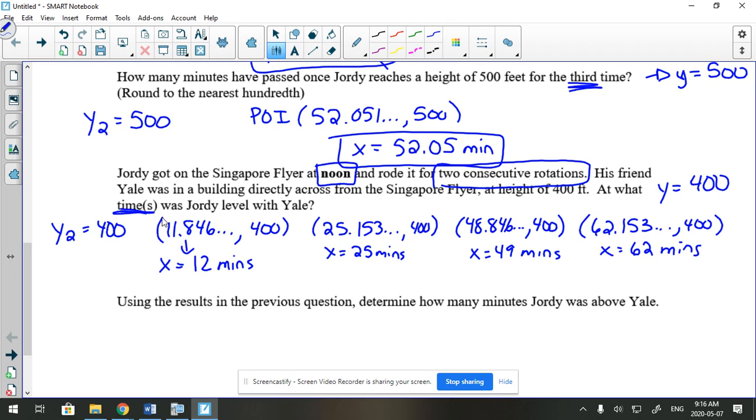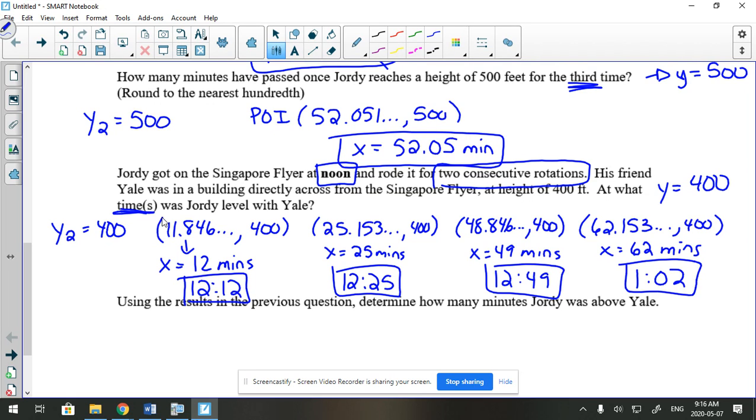So he got on at 12 o'clock. So the first time he'll see his friend is 12 minutes after 12. So 12:12. Next time you'll see him is going to be at 12:25, 25 minutes after 12. Next one will be at 12:49. And then the next one, we're not going to write 12:62. That doesn't make sense to us. That's another hour and an extra 2 minutes. So it's going to be at 1:02 in the afternoon.